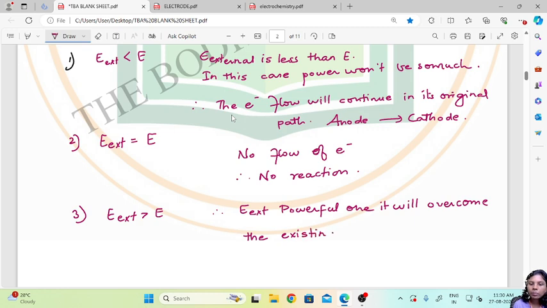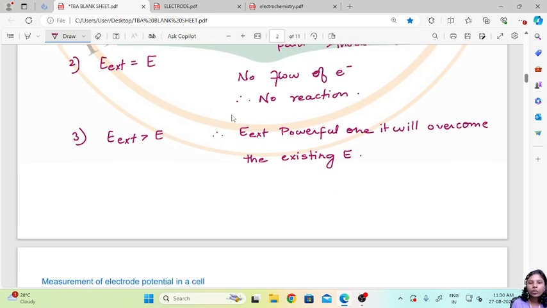It will overcome the existing potential E. Okay, and therefore what will happen now, the flow of electrons will reverse from cathode to anode. Now when this reverse is happening, the electrons are flowing from where, copper to zinc, correct? Now in that case, we have reversed the whole system.